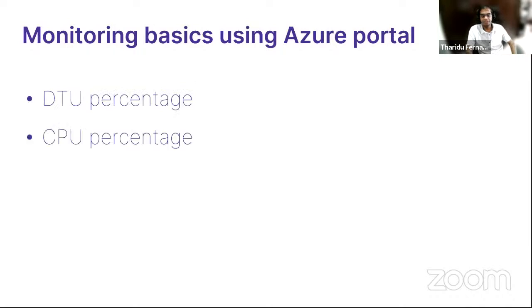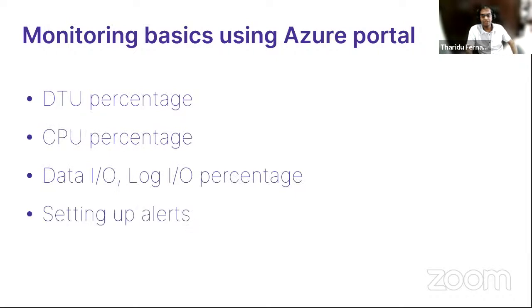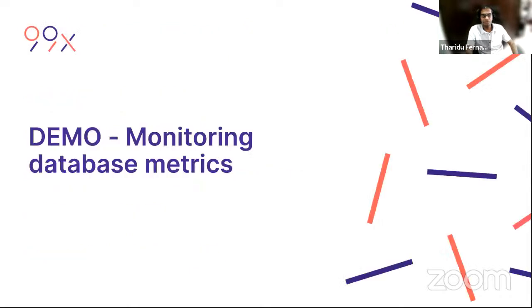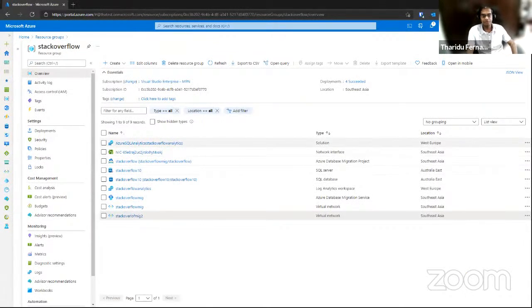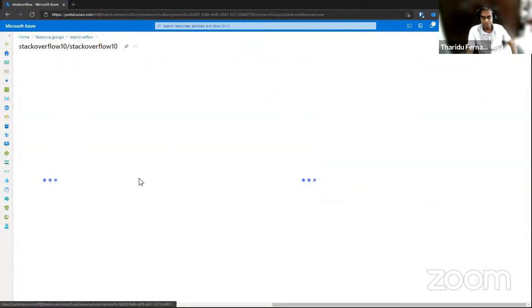So we will try to see the DTU percentage, CPU, data IO, log IO that you can see, and setting up alerts, and finally diagnosing. So we'll be trying to demo these through the Azure portal. I have restored the Stack Overflow database in a resource group that I've set up. So this is the database server.